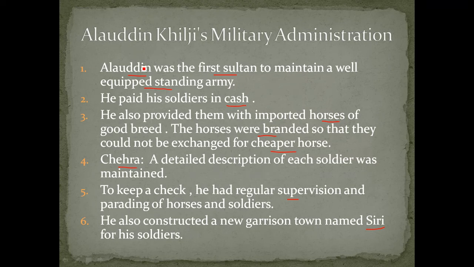So, very importantly, we'll just say that he was the first sultan to maintain a standing army. He paid his soldiers in cash. He provided them with the best breed of horses. He even branded the horse. And you know what this was called? This was called Dag. Dag means branding the horses. Chehra, a detailed description of each soldier was maintained, and then he regularly did the supervision, parading of horses and soldiers, and he constructed a new garrison town named Siri.